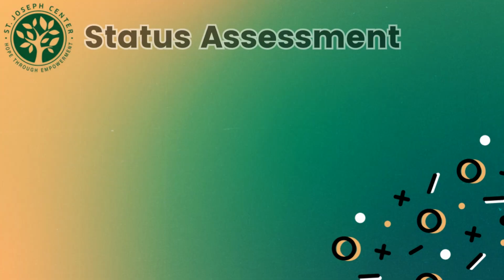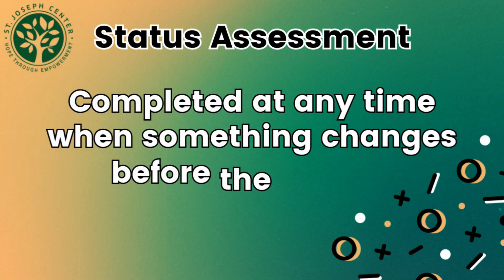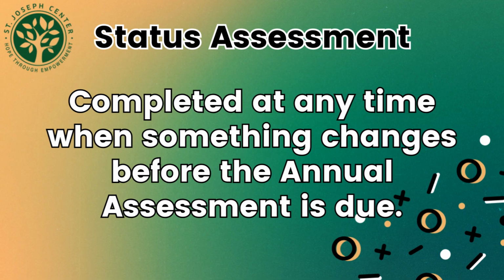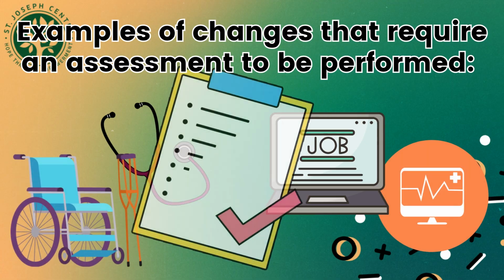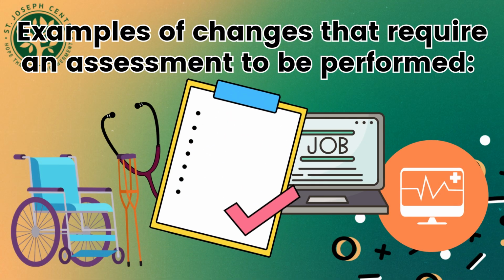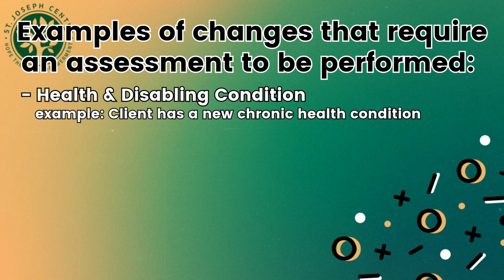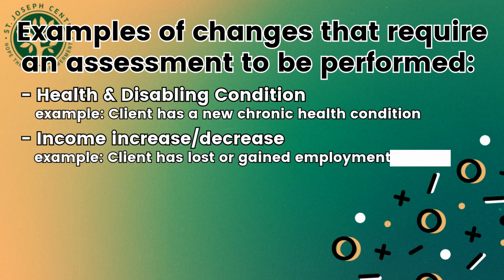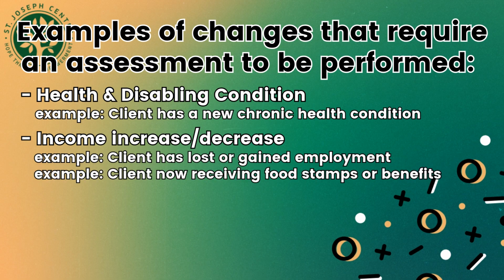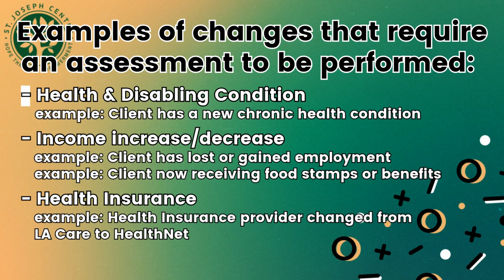A status assessment is completed at any time within the enrolment period of the client before the annual assessment is due. Both the status assessment and the annual assessment are used to track any changes the client has had within their enrolment period. Here are some examples of changes that would require an assessment to be completed. If a client has a chronic health condition, if the client is no longer employed, if the client is now receiving food stamps, if there has been a change with who their health insurance provider is.